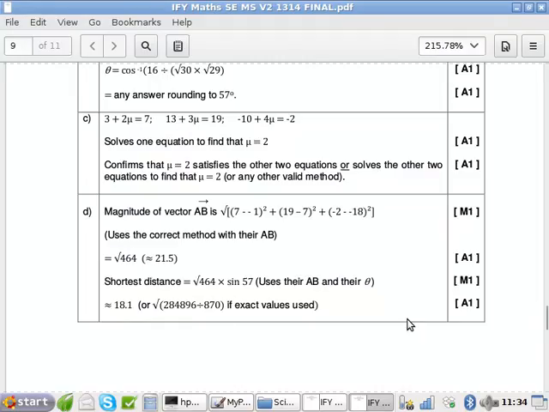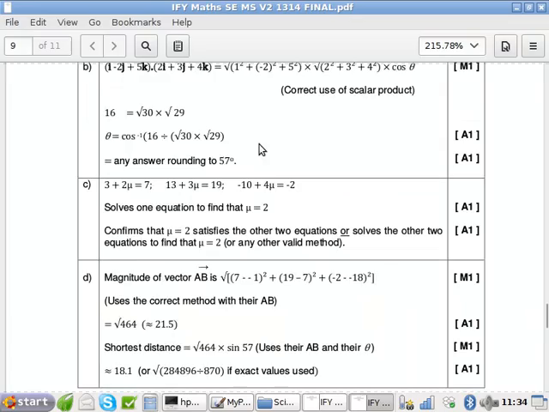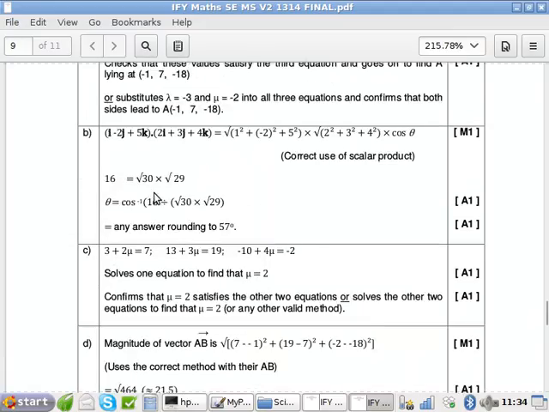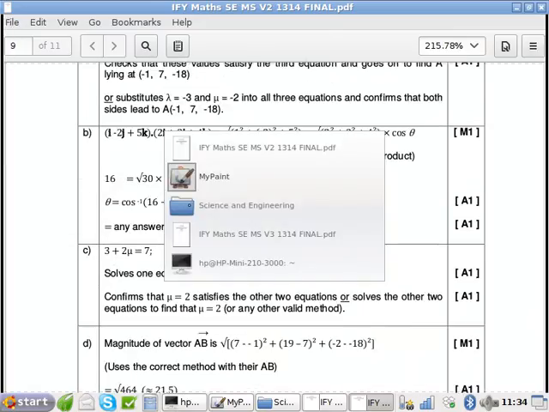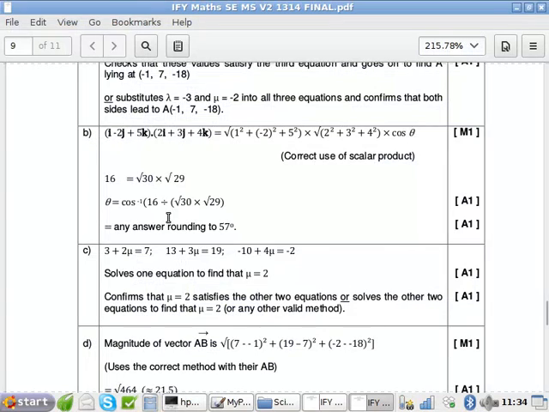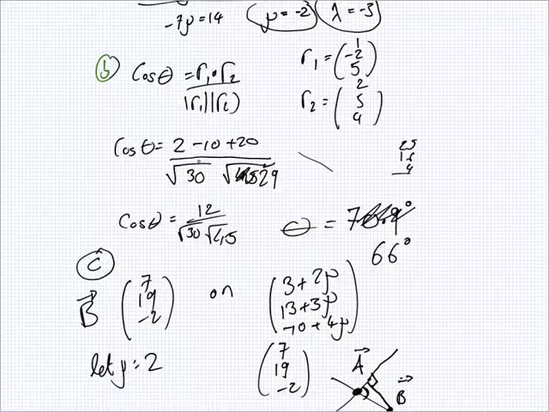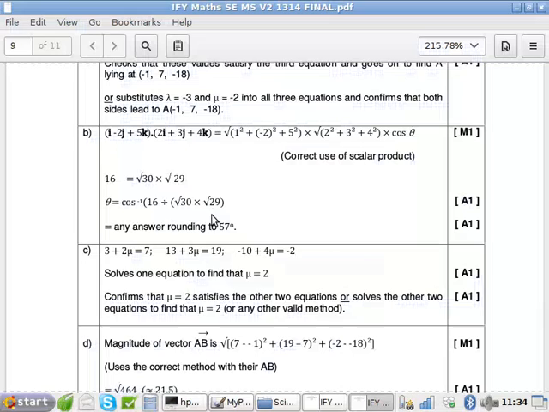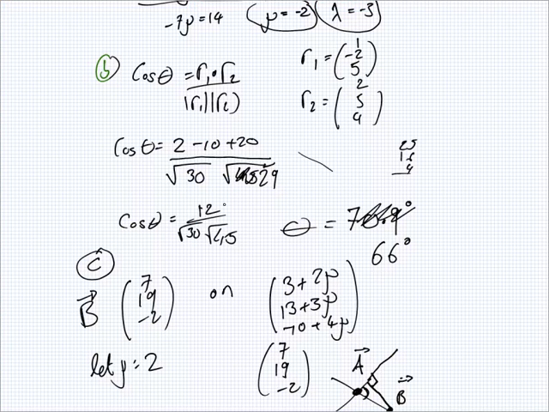What did I get? It's off by a good bit. 18.1. I did get 2 for this one, didn't I? Wait, I didn't get 57 here. What did I get? 66. Did I get root 30? Yeah. And 29. But my number on the top was 16, not 12. Oh, because I thought this was a 5. So this should have been a 16 if you want to fix it.